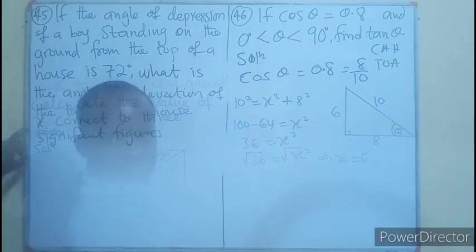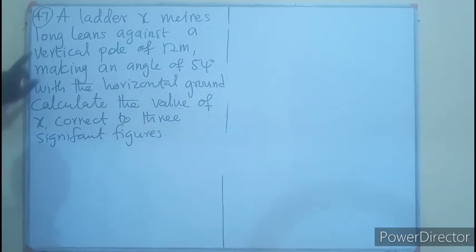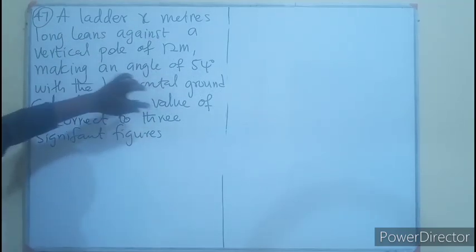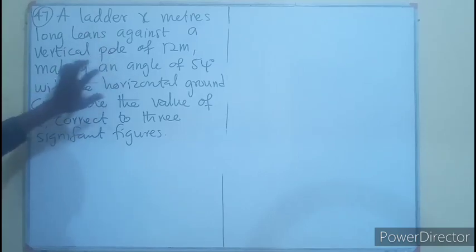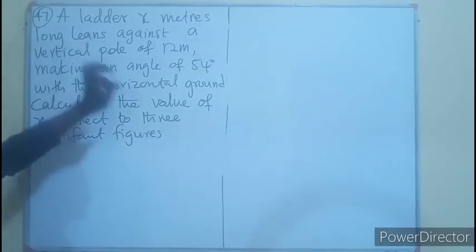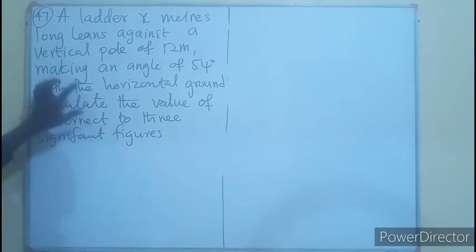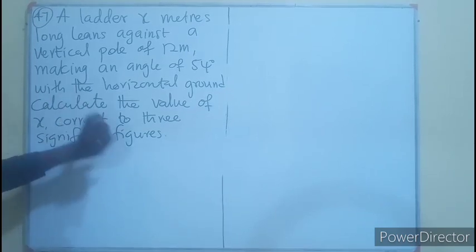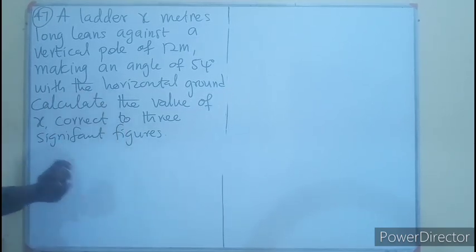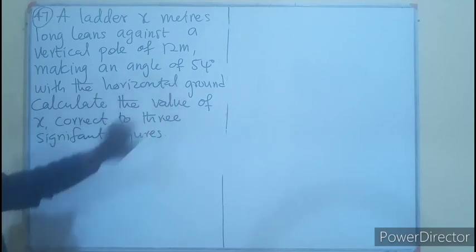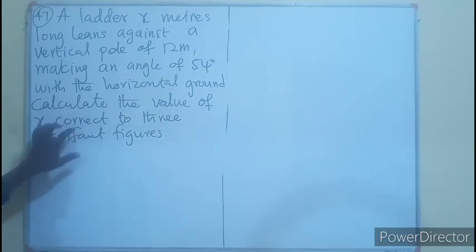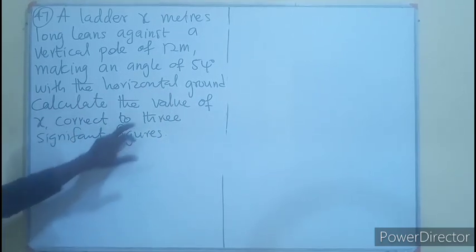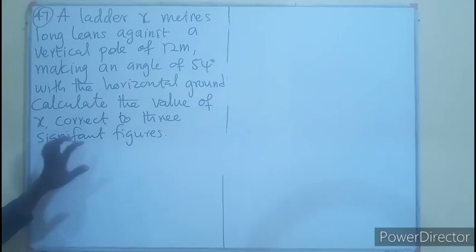Question 47. A ladder X meters long leans against a vertical pole of 12 meters, making an angle of 54 degrees with the horizontal ground. Calculate the value of X correct to 3 significant figures.